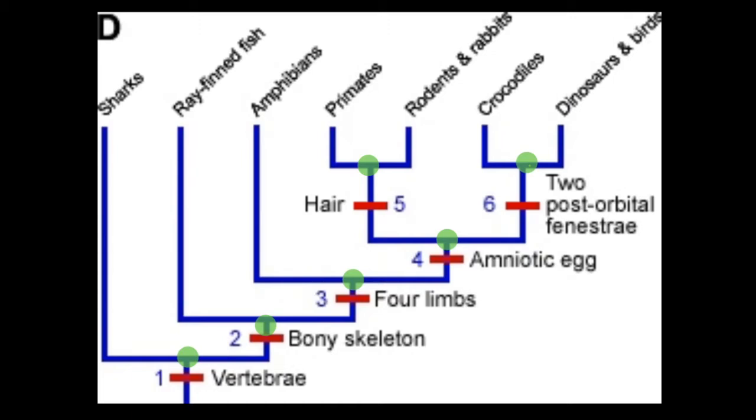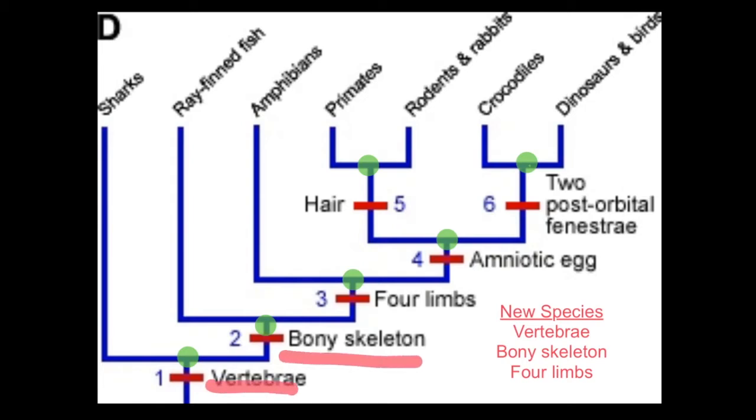So if we discover a new species that has a vertebrae, bony skeleton, and 4 limbs, where would we place this new species on the tree? Pause the video and take a minute, see if you can find out on your own. To answer this question, let's find these traits on the tree. So the first is a vertebrae, which we see here, next a bony skeleton, and then 4 limbs. So our new species would branch off here and would go up, as you see.